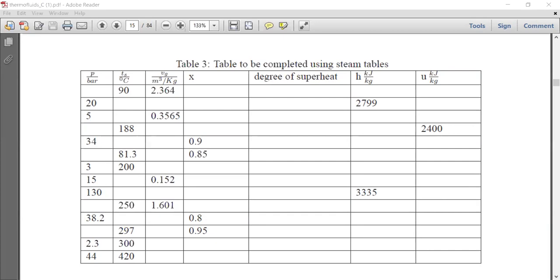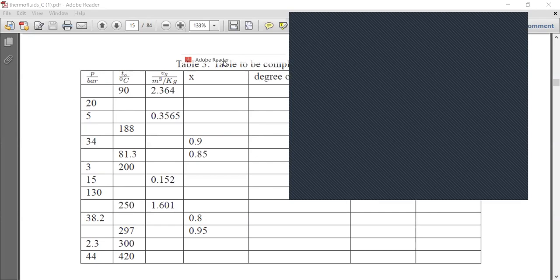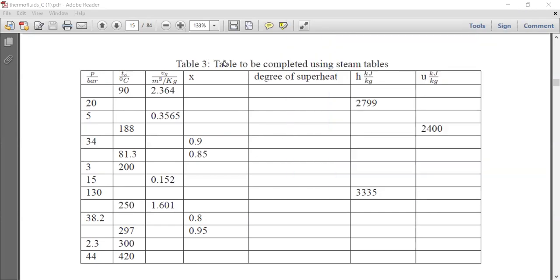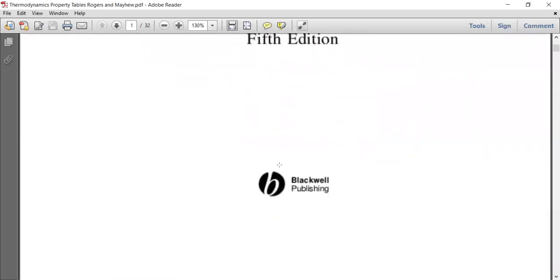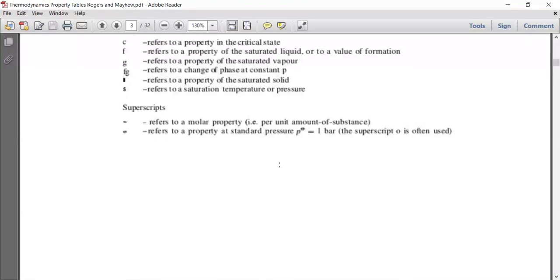Thermodynamics property tables, Rogers and Mayhew. Last time we managed to download. Okay, we managed to download. And you have noticed the Rogers and Mayhew property tables. Yes, this one, SI units. Yeah, you have seen this in the Zoom sessions.